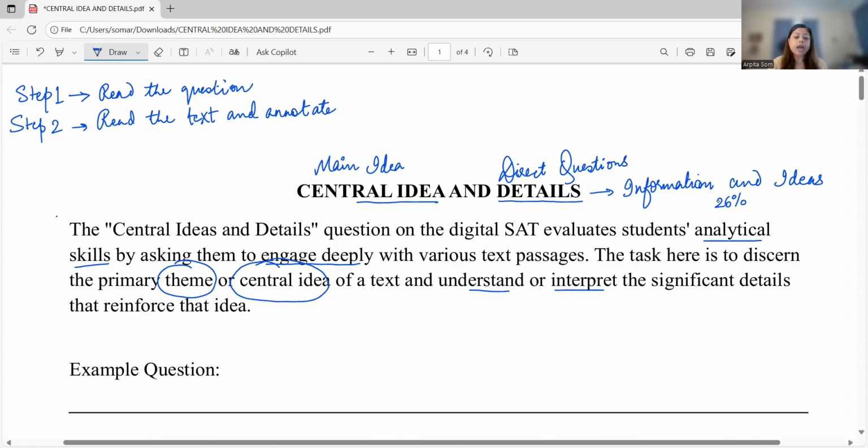All right. And when I say the primary theme, that means the theme will be of some broader idea. Okay. It cannot be a particular thing. It cannot be a specific thing. It has to deal with a broader theme or a broader idea. Okay. So let's first do step one and step two, and then we'll come to the next steps.